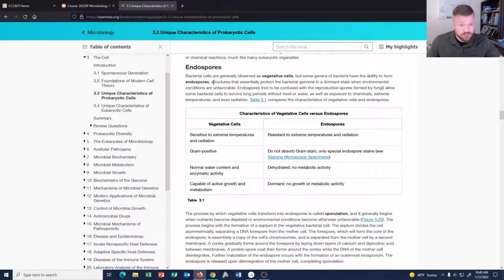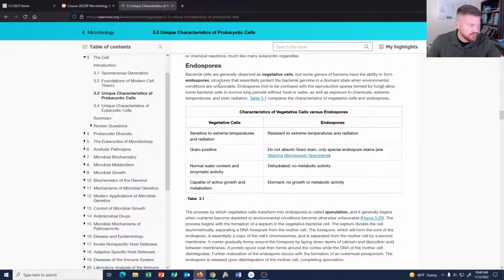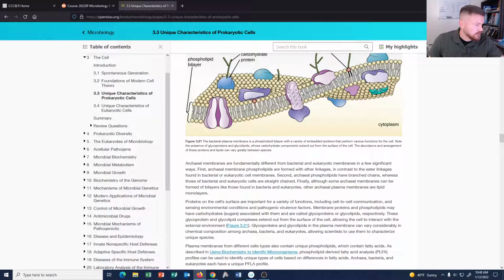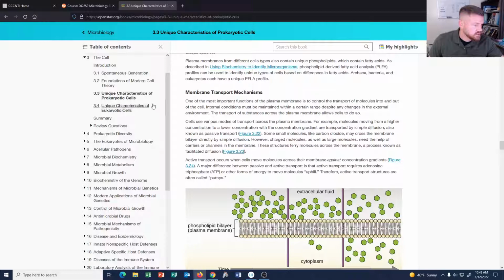Actually, prions are the real problem. It's really hard to get rid of prions. Prions are proteins, and one in particular causes mad cow disease, and so those can be really tough to take care of. What else? Let's skip ahead to the eukaryotes.